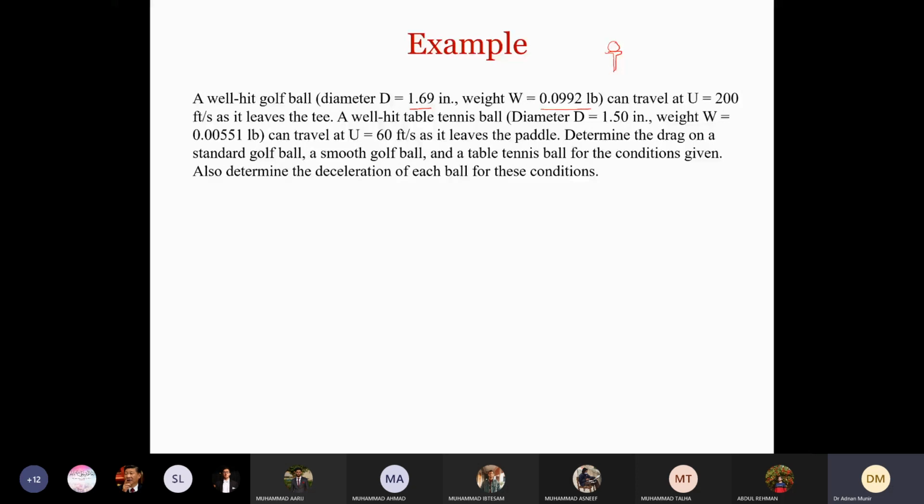Now in order to find the drag force, we use this equation: CD equals D divided by half rho U square A. We rearrange this equation in terms of D, so it becomes D equals CD into half rho U square A. Now for each ball, whether it is a golf ball or a table tennis ball, we'll find the value of CD first.